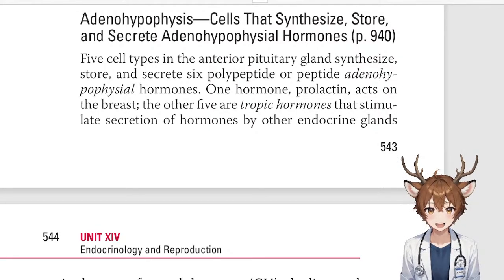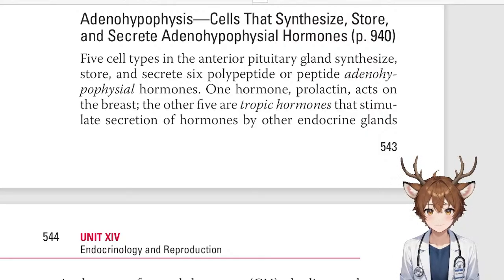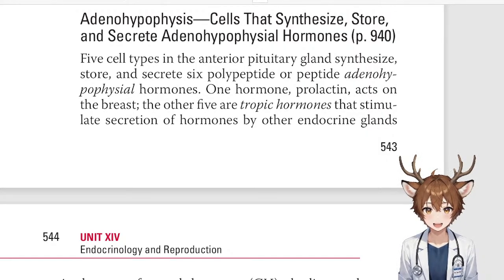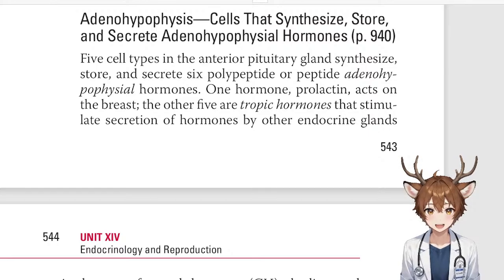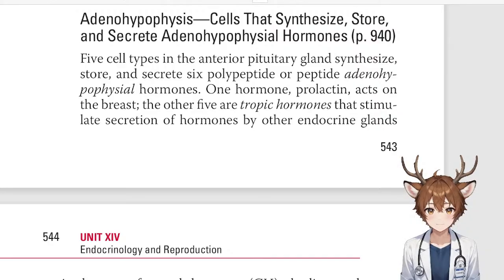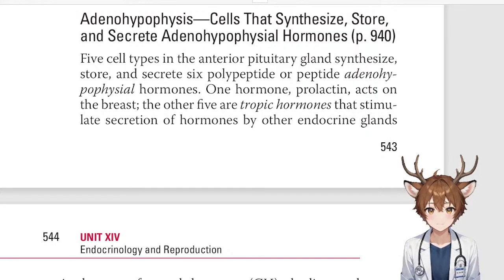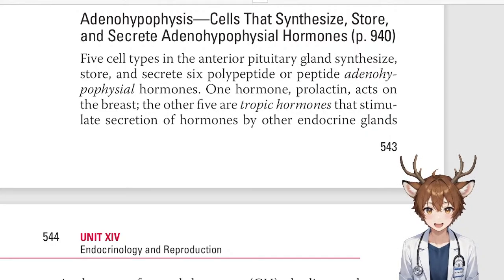Adenohypophysis, which is the anterior pituitary. Cells that synthesize, store, and secrete adenohypophyseal hormones. Five cells in the anterior pituitary gland synthesize, store, and secrete six polypeptide or peptide adenohypophyseal hormones. One hormone, prolactin, acts on the breast. The other five are tropic hormones that stimulate secretion of hormones by other endocrine glands.